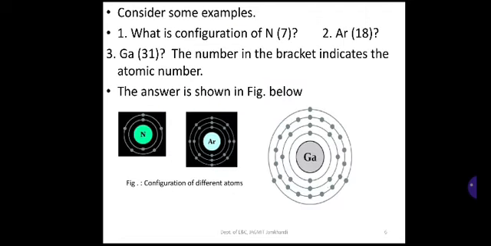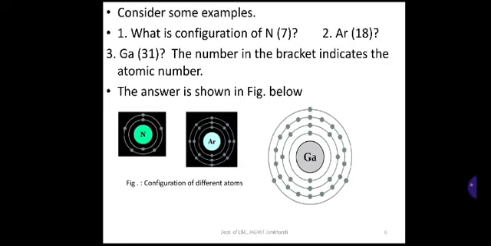So consider some examples. What is the configuration of nitrogen? That is N equal to 7, atomic number is 7. Its answer is shown in the figure. So it consists of 2 electrons in the innermost orbit and 5 electrons in the outermost orbit.